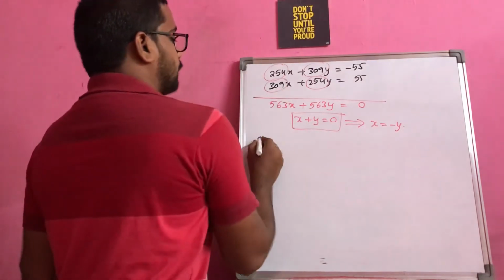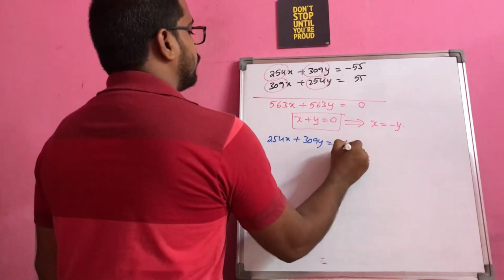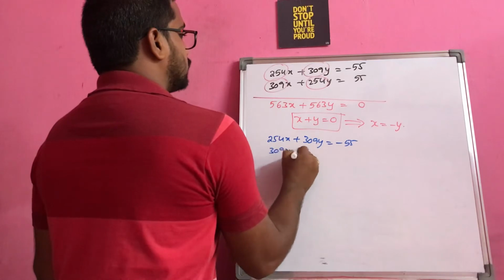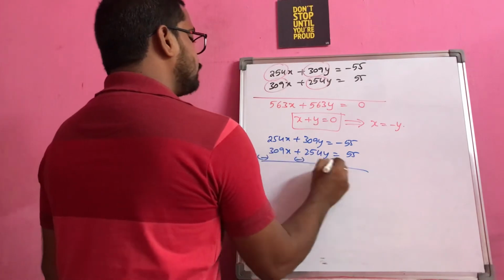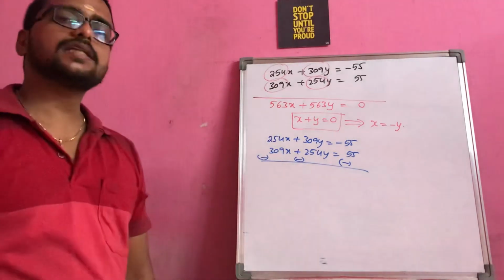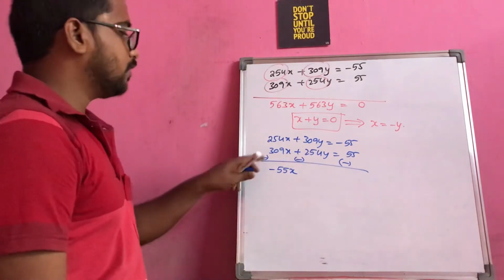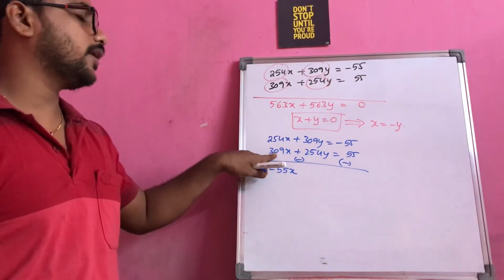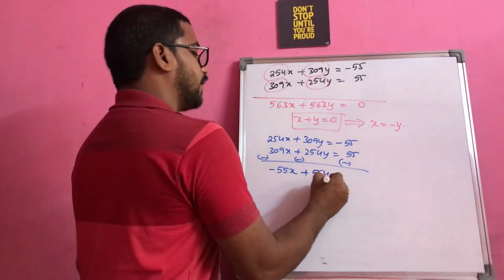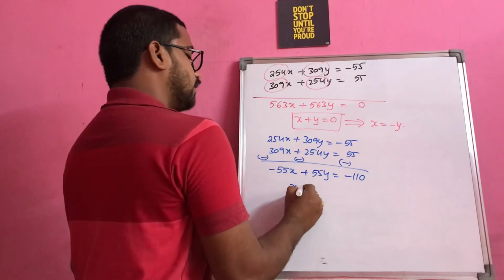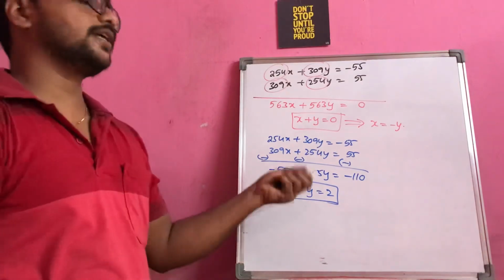Come to the second one, we have to subtract these two. So 254x plus 309y is equal to minus 55. 309x plus 254y is equal to 55. We have to subtract these two. So 254 minus 309, that means it is minus 55x, correct? If you remove 55 from 309, you will get 254. So minus it is. And this is plus 55y equal to minus 110. So I will divide with minus 55 throughout the equation. Then I will get x minus y equal to 2.